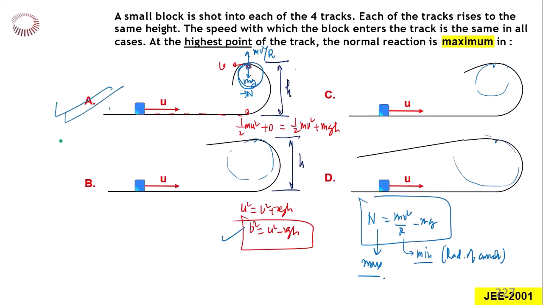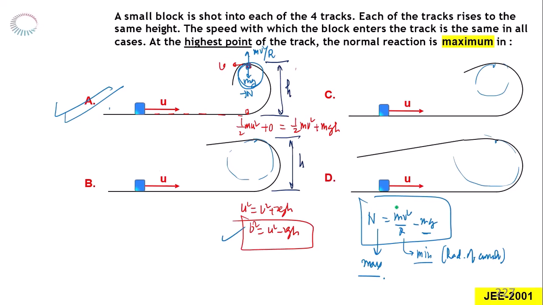So you have to judge by seeing the figure. When I see the figure, I found that R, that is the radius of curvature, is minimum for diagram A. So if R is minimum, the mv square by R term is maximum, that is, the normal is going to be maximum. Why? Because mg has no effect; mg is a constant term that is always on the negative side.